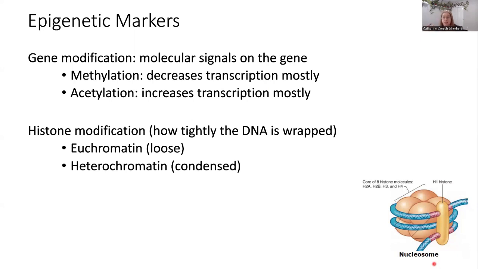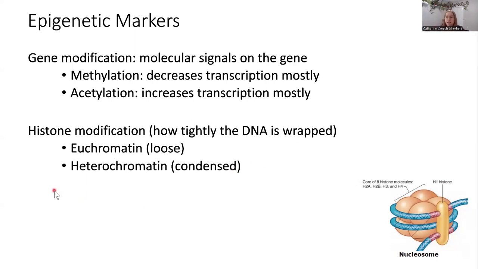If your DNA is loose and accessible, you can physically get to it and you can do transcription and translation. If it's not physically accessible, it's hidden, it's wrapped around that protein. We call loose DNA euchromatin, U for true, and we call tight DNA that's condensed, that's not accessible, heterochromatin.